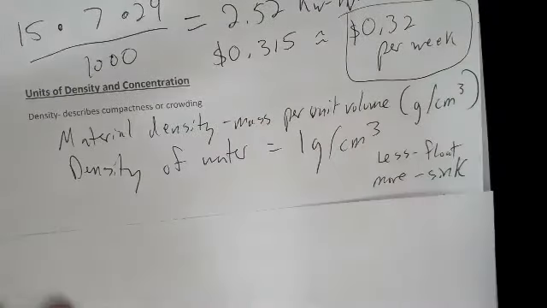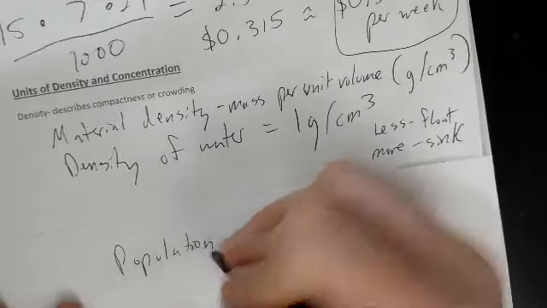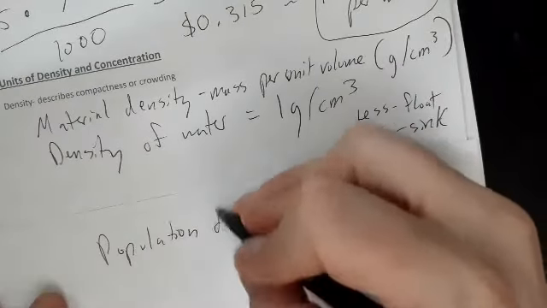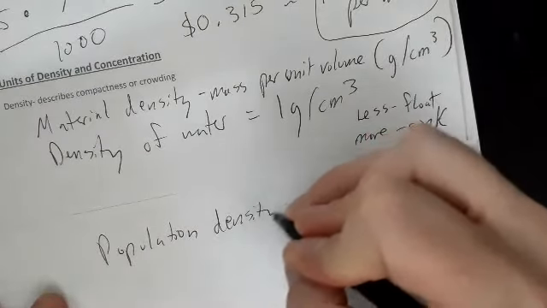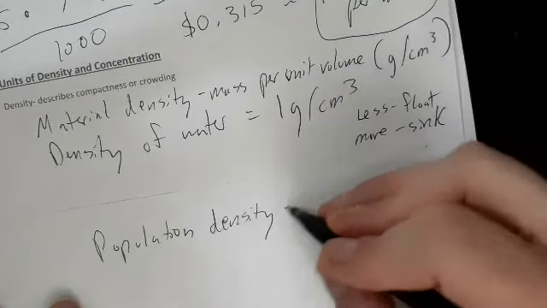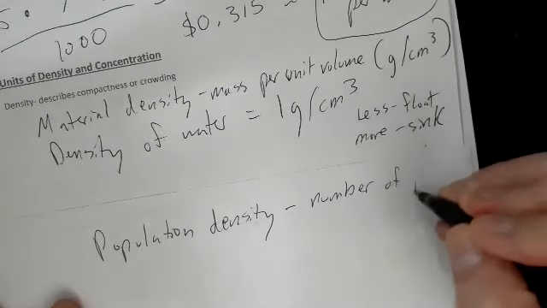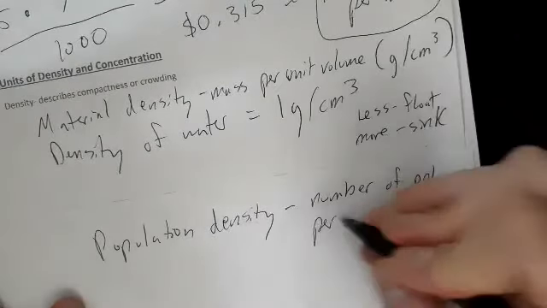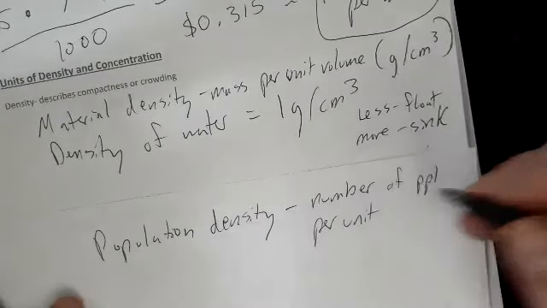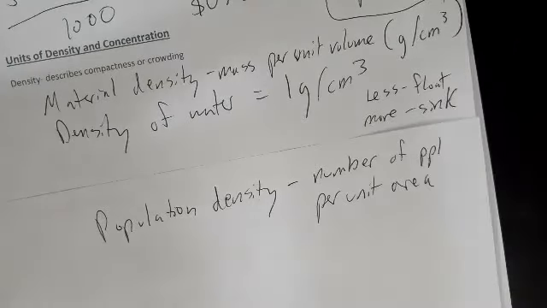And if we want to talk about cities, one thing that might pop in your mind is population density. How many people are living in a square foot? So number of people per unit area. So number of people per square mile is one way that they do it, unit area. Probably people per square kilometer if you're overseas.